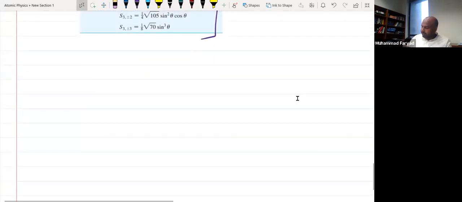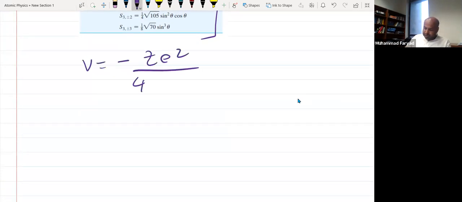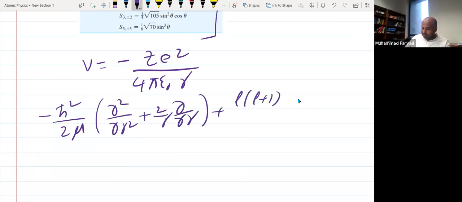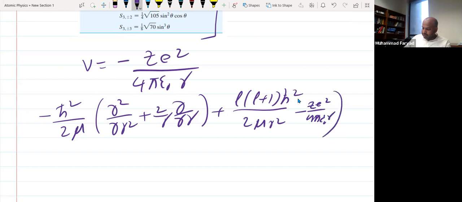Okay, so let's get back to the hydrogen atom now. We have V again, minus Ze² over 4π ε₀ r, and we have our full equation: minus ħ² over 2μ, times the partial square by partial r square plus 2 over r partial r, plus L into L plus 1 ħ² over 2μ r², minus Ze² over 4π ε₀ r, into psi is equal to E psi.